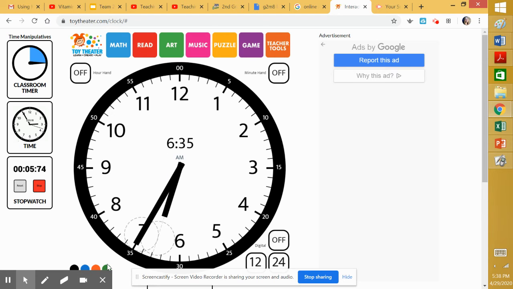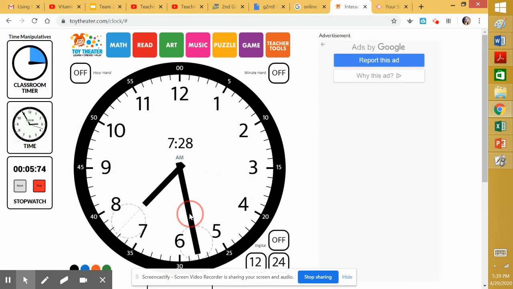What's going to be the next hour? 7 o'clock. Good job. Watch as we move the minute hand. What does that hour hand do? It moves closer and closer to the next hour of 7 o'clock. Well, here we have a quarter. Remember, a quarter is 15 minutes. A quarter till what? 7 o'clock. See how this hour hand has not reached the 7? It's a quarter till 7.